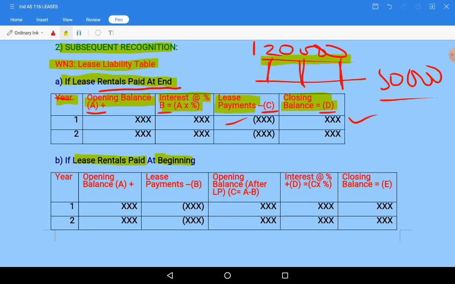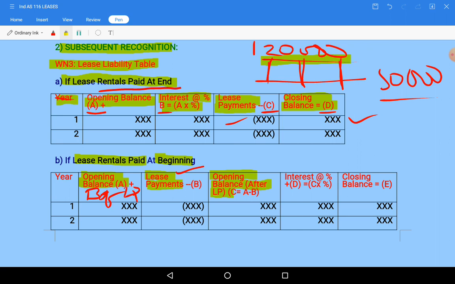You may consider this as opening balance before lease payments. From that we need to deduct the lease payments every year, whatever we are paying. Then you will get the opening balance after lease payments. Opening balance before lease payments minus lease payments: A minus B gives C, the opening balance after lease payments.